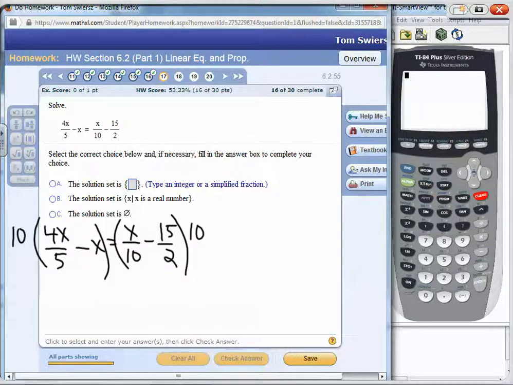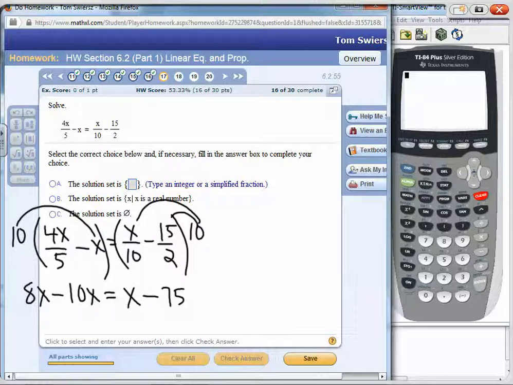Now here again, 10 times 4 is 40 divided by 5 is 8, or 10 divided by 5 is 2. 2 times 4x is 8x. Now the x is in the numerator here, right? So 10 times x is 10x. Bring down the minus sign. Okay, here 10 divided by 10 is 1, right? 1x, usually we just write x. Bring down the minus. 10 divided by 2 is 5. 15 times 5 is 75. Or you can first multiply 15 times 10 is 150 divided by 2 is 75.